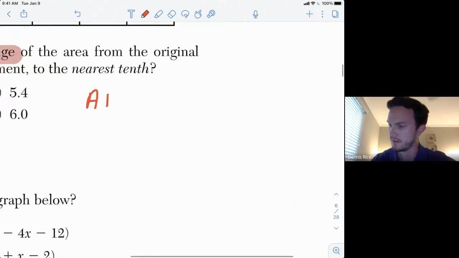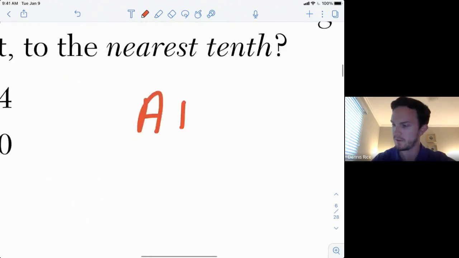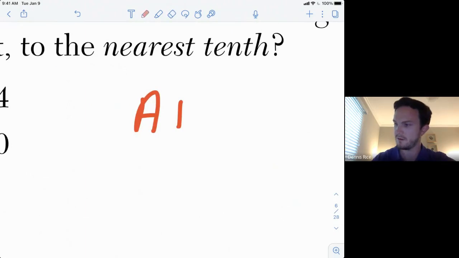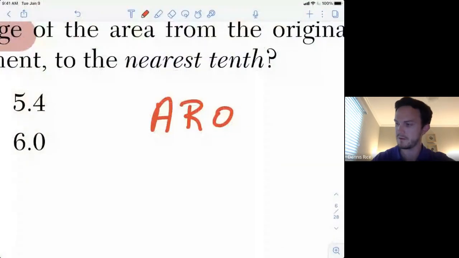How did I just do that? I just used my finger and it erased it. That's weird. Let me try to do that again. Wait, what? All right, let's not do that.